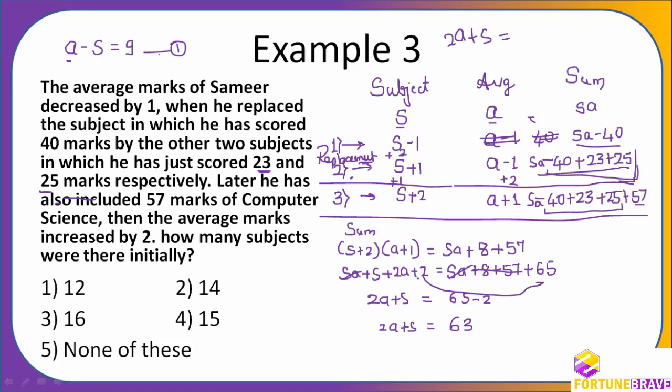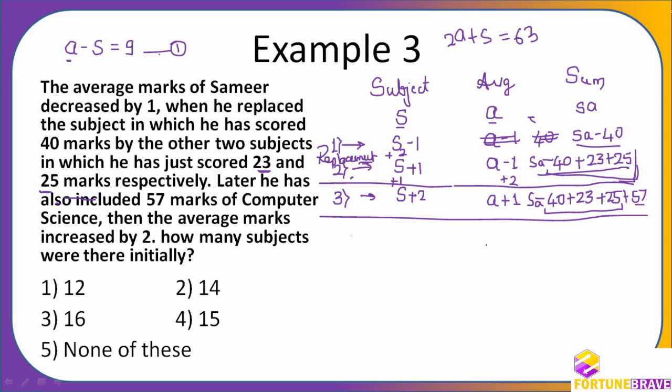2A plus S is equal to 63. There should not be any doubt in this case. I hope you have understood it. It's only the simplification part. So I'm going to erase it. If you want, you can pause it and then note down whatever is written here. So now you should be ready to solve these two equations. We have two equations, so we will be able to solve this and finish off the work.